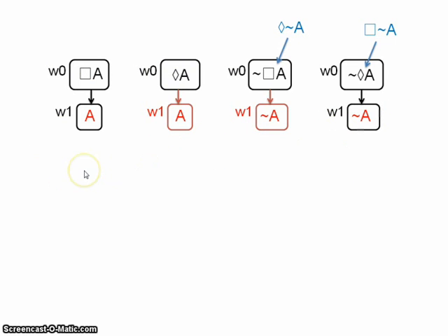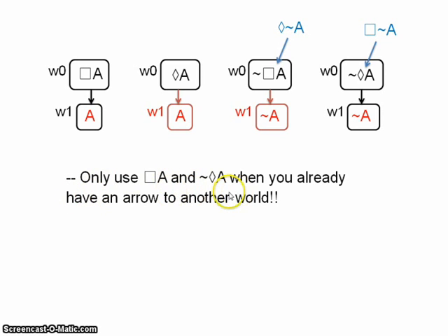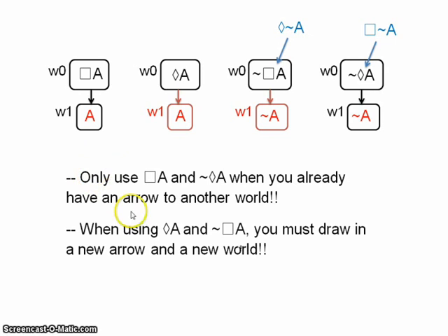Okay, it is extremely important that you don't confuse these rules. It will mess up everything if you do them wrong. So only use necessarily and not possibly when you already have an arrow to another world. Only use them when you already have the world there, and only use possibly and not necessarily when you draw in a new world and add it. Don't get that wrong. You have to wait until the new world's there for necessarily and not possibly. For possibly and not necessarily, you have to draw a new world in.